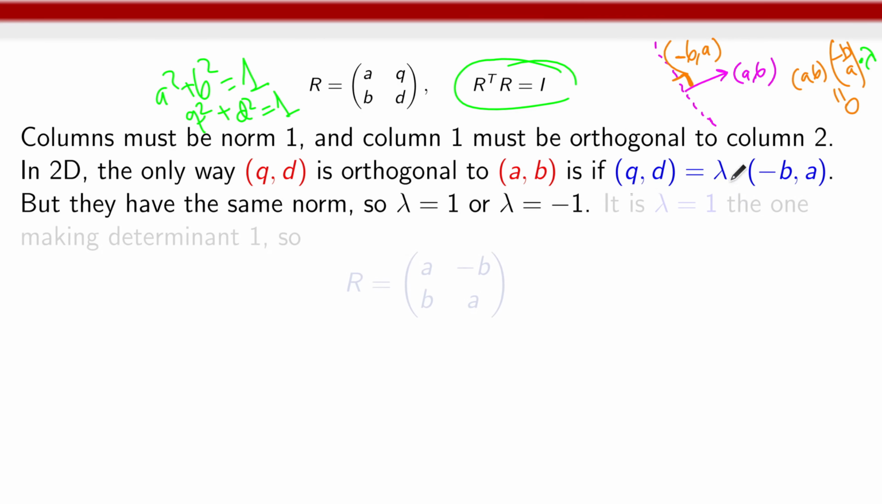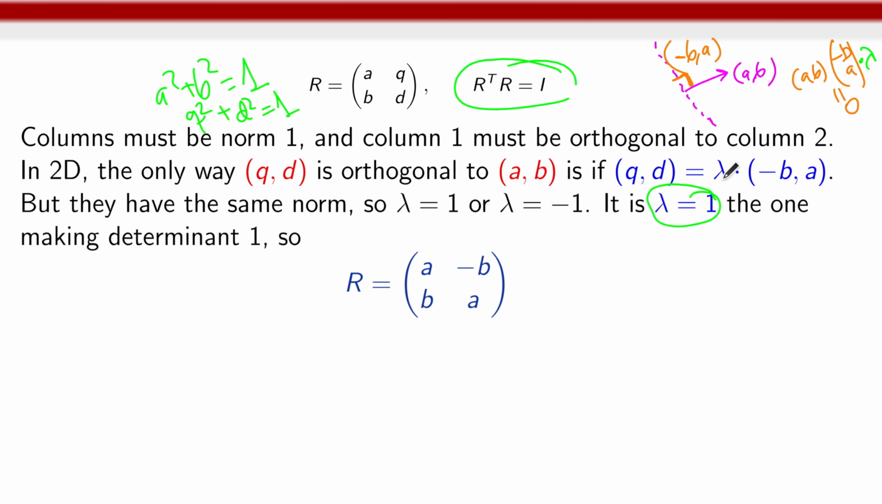And which choice do we need to take? Well, lambda equal 1 is the one that makes the determinant plus 1, which we are requiring to get into the rotations and not into the reflections. So then the rotation matrix must have this form. AB, these 2 numbers, and QD must be the perpendicular, same length.